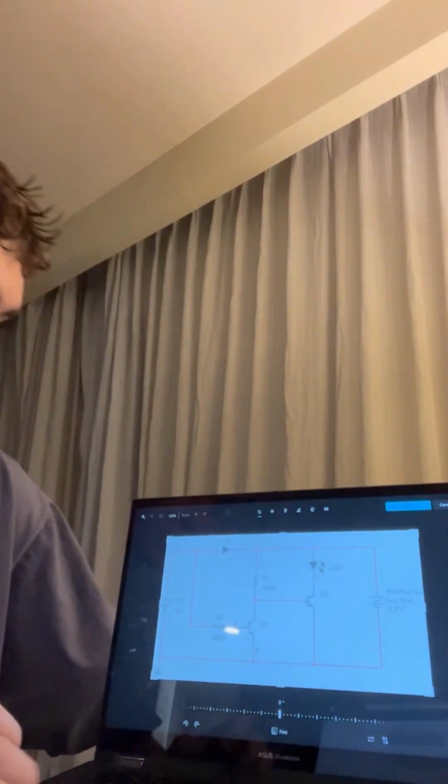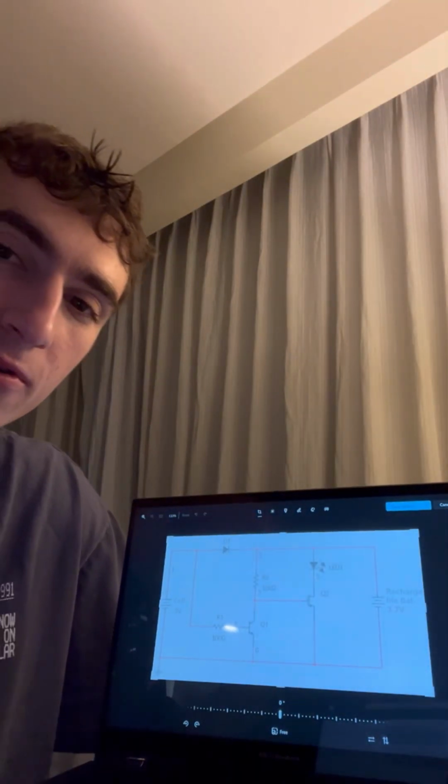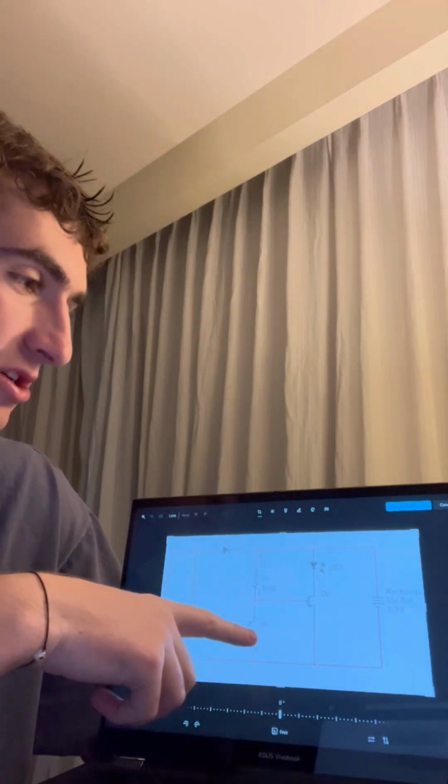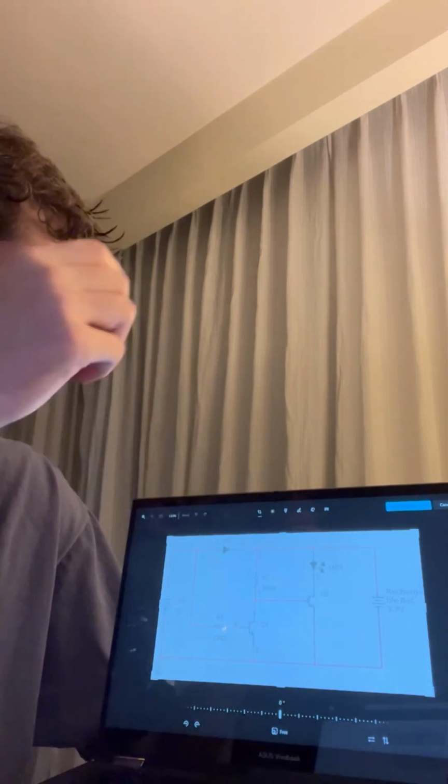Here's the explanation of the circuit. For this circuit, we basically have four main parts: the diode, the transistor, the LED, and our battery.